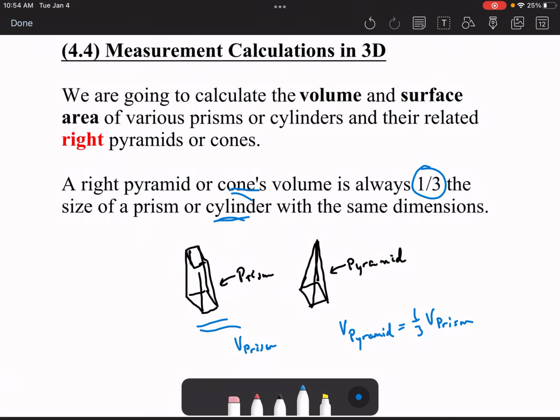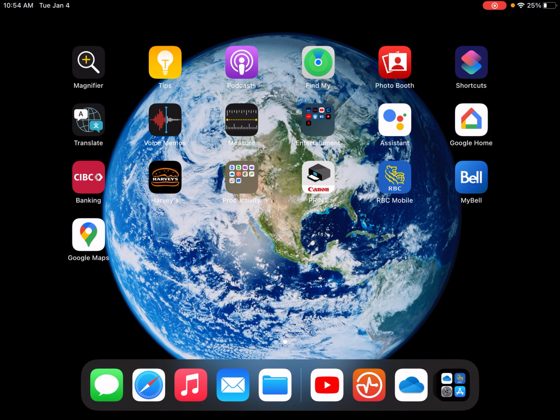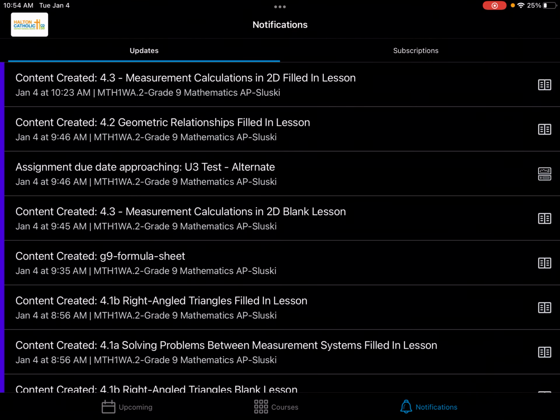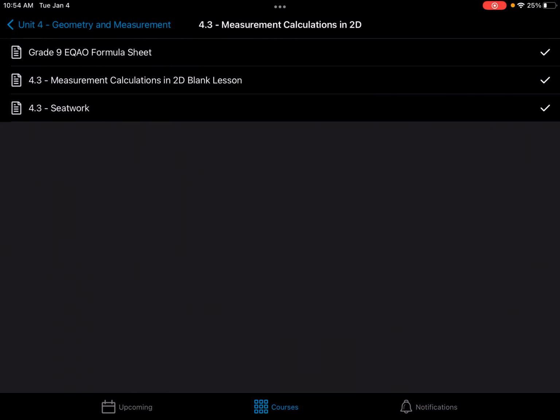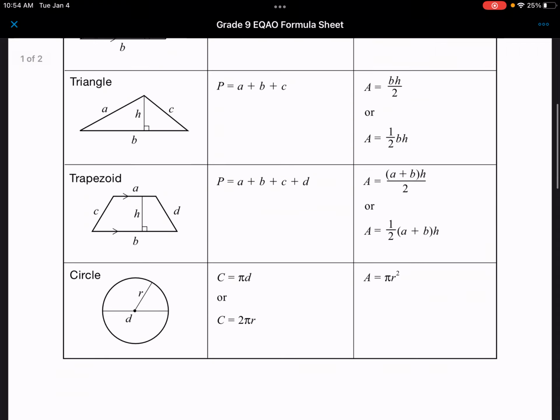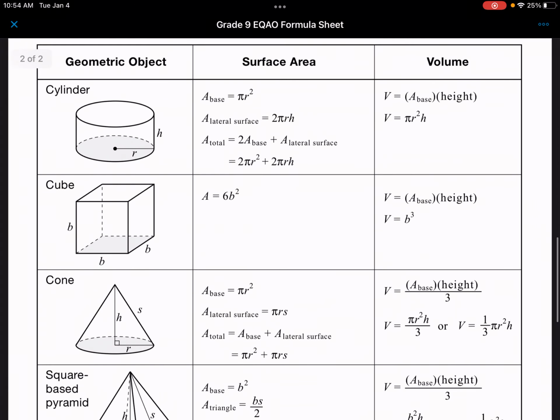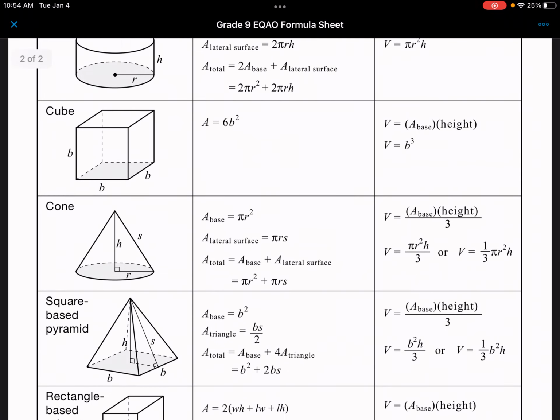So again, all you need to know are certain dimensions. Let's take a look at our formula sheet again. You might notice that for your cylinder, it tells you that you need your radius and your height to work out your surface area and your volume. For a cube, you need all your lengths, base, base, base. For a cone, you need your radius, your height, and your slant height, which is given by S.